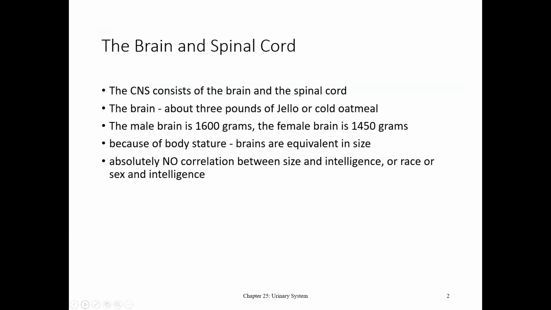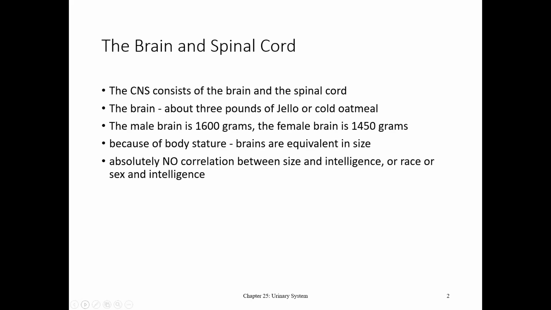It's not that big. It weighs about 3 pounds. It has a consistency of jello. The male brain is slightly bigger, by about 150 grams, than the female brain. That is based on average skull size, but the brains are essentially equivalent in size, because body statures are different. There is no correlation between the size of the brain and intelligence, so bigger isn't better. There's no correlation between sex and intelligence. There's no correlation at all between any kind of race and intelligence. Brains are essentially equivalent as far as structure goes.